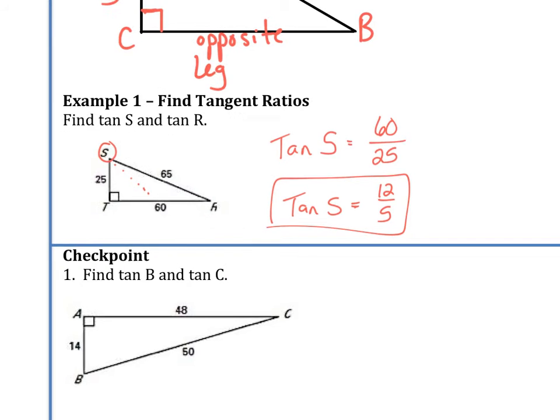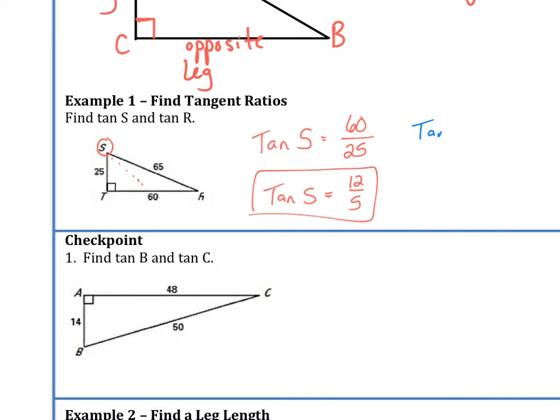Okay, it also says to find the tangent of R. And we abbreviate tangent with TAN. Tan is tangent. So this would be the tangent of R. And look at R. Opposite R is 25. Okay, and adjacent to R, the adjacent leg is going to be 60. So notice how the opposite leg is different for R than it was for S. And if we simplify this, we divide them both by 5, we will get the tangent of R is equal to 5 over 12.